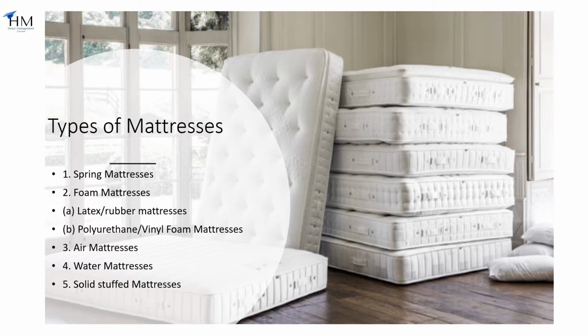So first of all, we will discuss the types of mattresses available. There are generally five categories of mattresses. Number one, spring mattresses. Number two, foam mattresses. Foam mattresses can be classified further into two categories. Number one, latex or rubber mattresses. Number two, polyurethane or vinyl foam mattresses. Third is air mattresses. Fourth one, water mattresses. And fifth one is solid stuffed mattresses. So now we will discuss the types one by one.